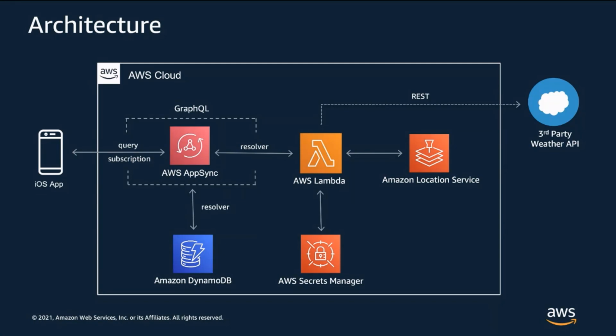AWS Secrets Manager is a secrets vault service. So you can store things like database usernames and passwords, or connection strings. In our case, we're going to store an API key for the weather API, because we don't want to hard code that into our source code. But what we can do is store the API key in a secret, and then at runtime in our Lambda function, we can pull the secret out and use it in our call to the third-party weather API.